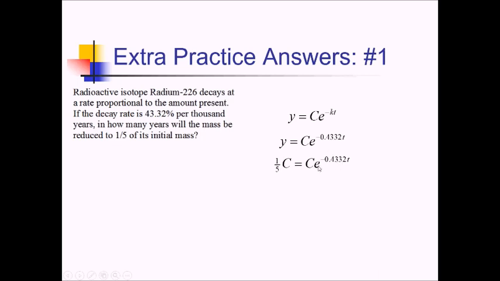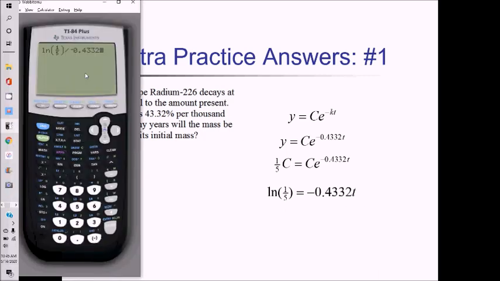To get rid of the e and get t out of exponent land, we need to take the ln, the natural log of both sides. So we can write ln of 1/5 equals negative 0.4332t. And at this point, all there is left to do is divide by the coefficient of t. Let me do that on the calculator. So here we go, dividing this out and pressing enter. That's going to come out to about 3.715.